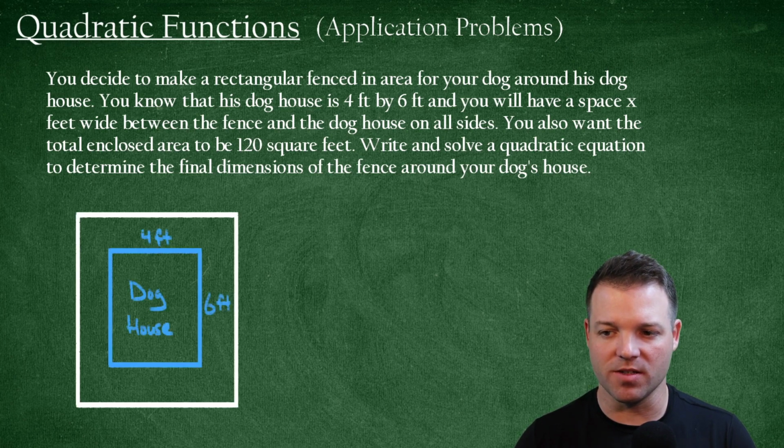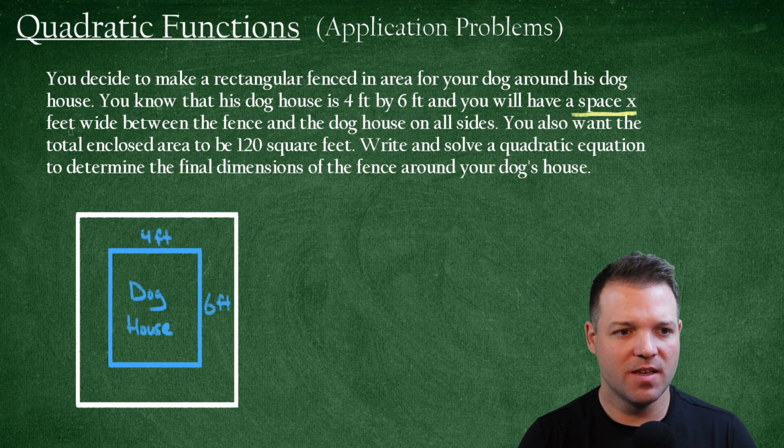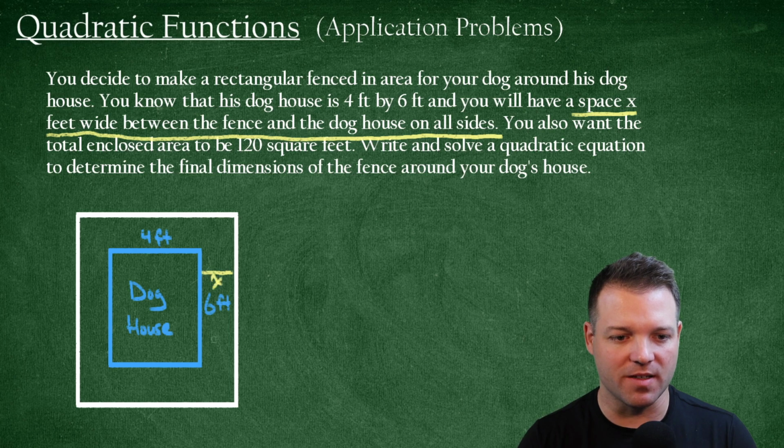So I've already started this here. This rectangle in blue is going to represent your dog's house from the top down, and we said that it's 4 feet by 6 feet. All right, so let's figure out what else we need here. I'm going to label, first of all, they have space x feet wide between the fence and the doghouse on all sides. So that means from here to here is x, or here to here is x, here to here x, right?